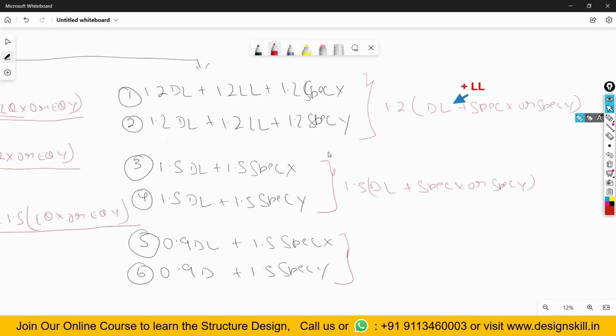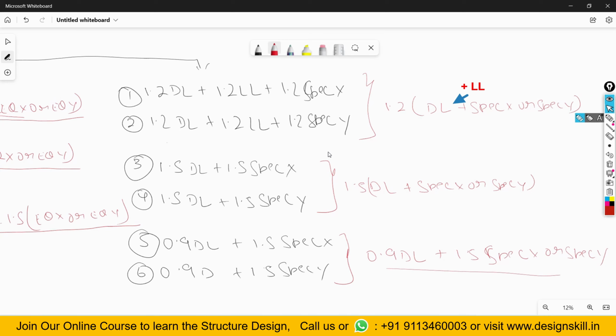This can also be written in short, which will be 0.9 dead load, and the other will be plus 1.5 spec x or spec y. So these load combinations can be written in short.